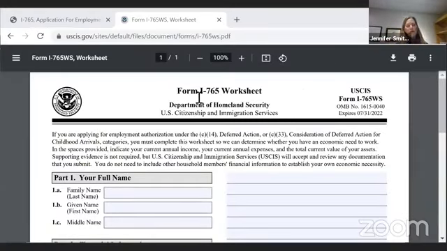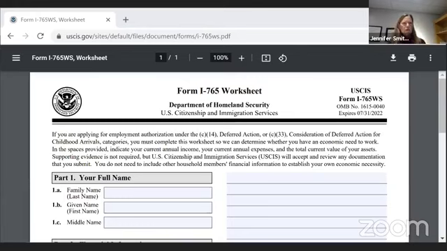Okay. So, la última formulario es el formulario I-765 worksheet. And for whatever reason, I can't make it full screen. Let's see if I can figure that out. Okay. Oh, no, that's the wrong one. Hold on. It's being difícil. Okay, here we go.